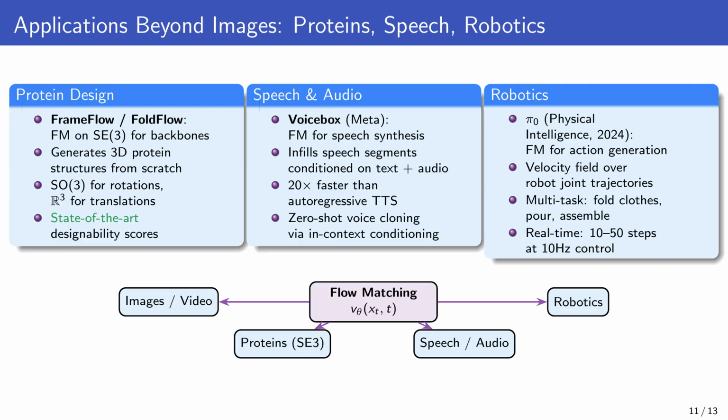The bottom diagram shows the key point. Flow matching is a general-purpose framework. The same mathematical recipe, define a probability path, learn the velocity, solve the ODE, applies across all these domains. You only change the state space and the architecture.